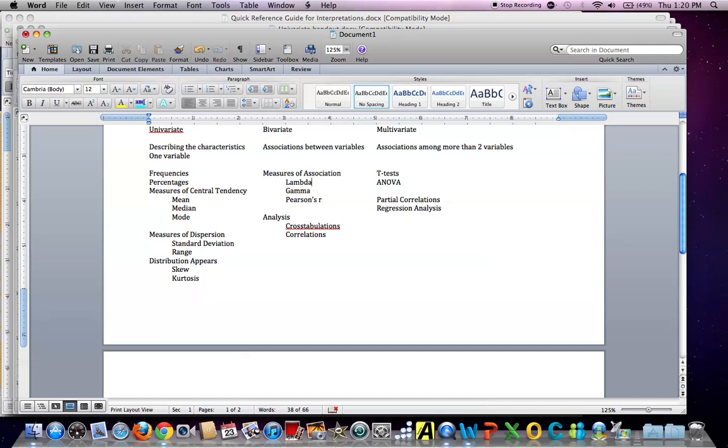ANOVA does the same thing, but for more than two categories. Say, for instance, you wanted to look at race and delinquency, and you wanted to look at whites, blacks, and Hispanics, and see if there's a mean difference among those categories on delinquency. Then ANOVA would be the test that you would run. All right, and then partial correlations and regression analysis are two things that we'll discuss at a later date. All right.